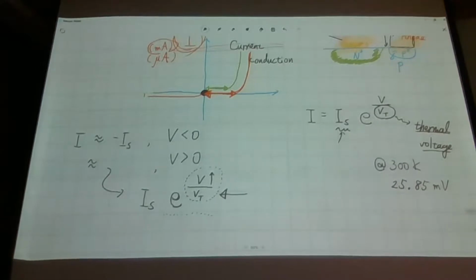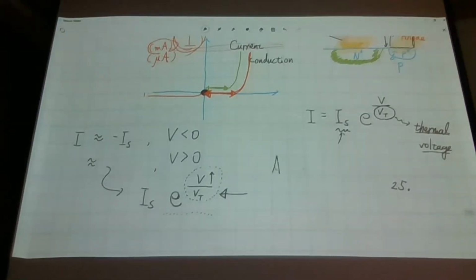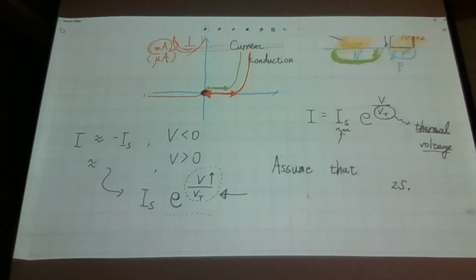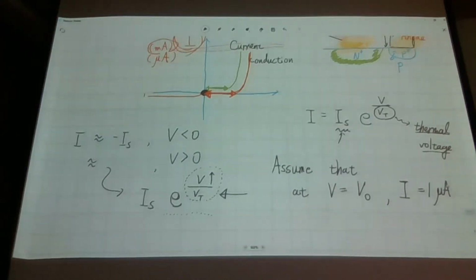But anyway, now let's think about this one. Under this assumption, please assume that at V equal to V naught, we have no idea about V naught, but you have a current which is given by 1 milliamp. Please assume this one. Then my question is, at which bias voltage?